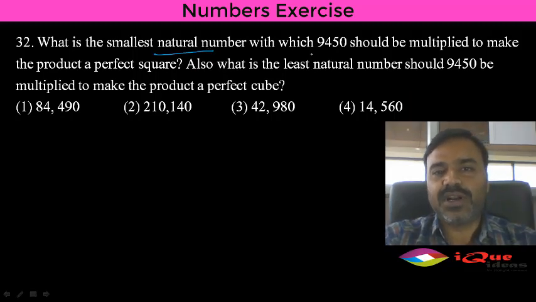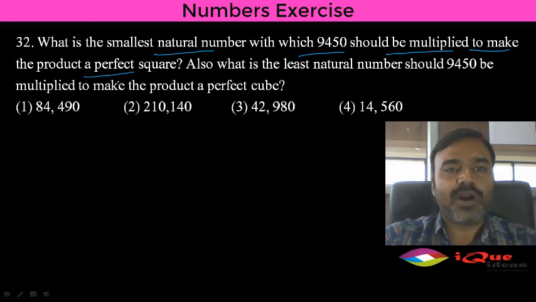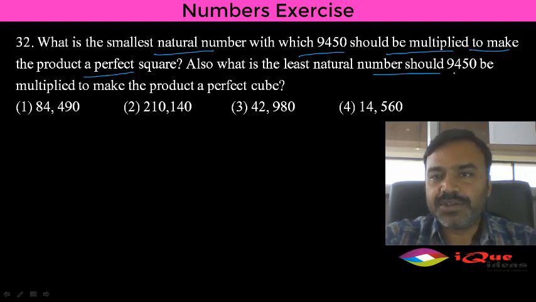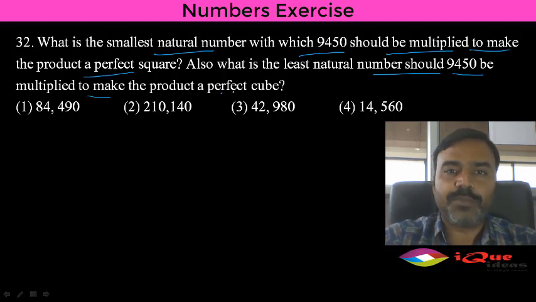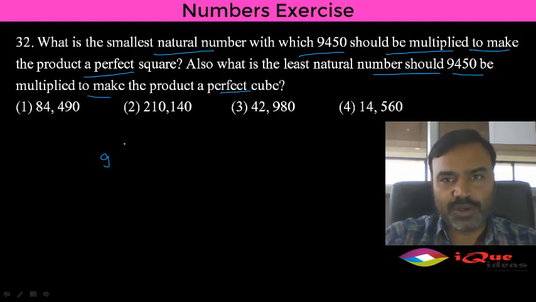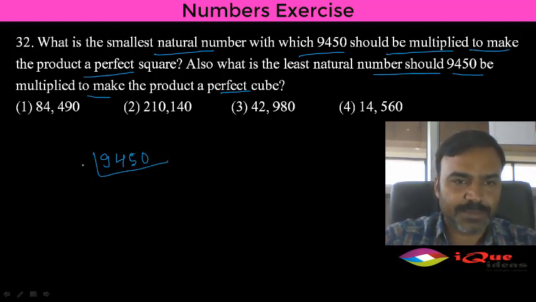What is the smallest natural number with which 9450 should be multiplied to make the product a perfect square? First of all, you also need to know what is the least number 9450 should be multiplied by to make it a perfect cube. In both cases, you need to factorize 9450. How can you do that? Let's say you separate 10, you will get 945, and 10 further is 2 into 5.